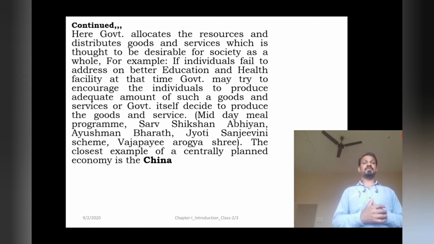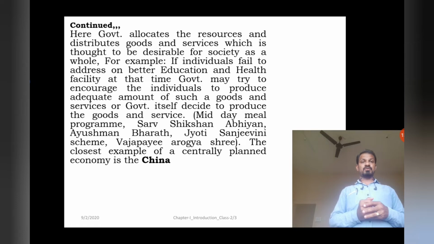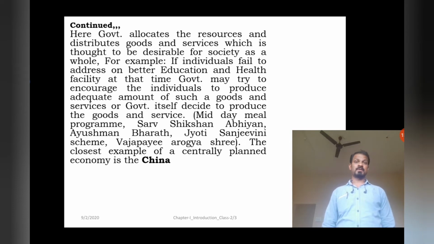For example, if individuals fail to provide better education and health facilities, at that time the government may try to encourage the individuals to produce an adequate amount of such goods and services, or the government itself decides to produce the goods and services. See here, the government may force or encourage individuals, meaning people, to produce such goods which help society, or the government itself decides to produce the goods and services which help society.